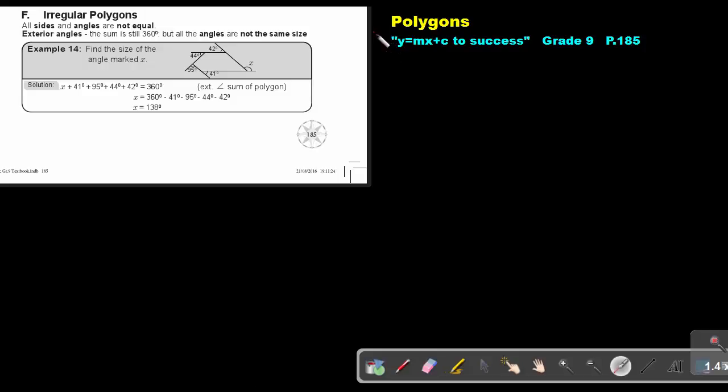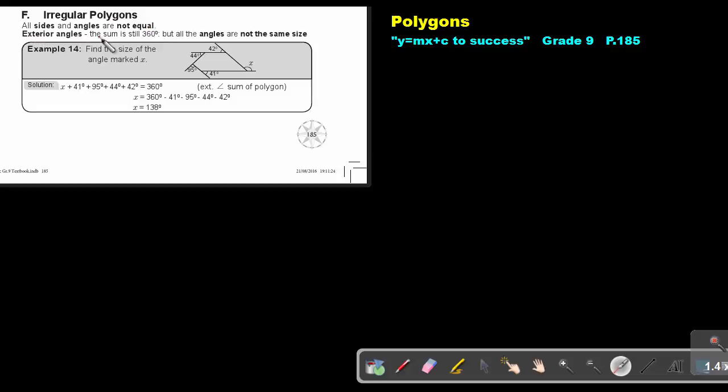Part 13. We are going to continue with polygons. You will find this on page 185 in the Namibian Mathematics Grade 9 textbook. We are going to focus on irregular polygons. All sides and angles are not equal.